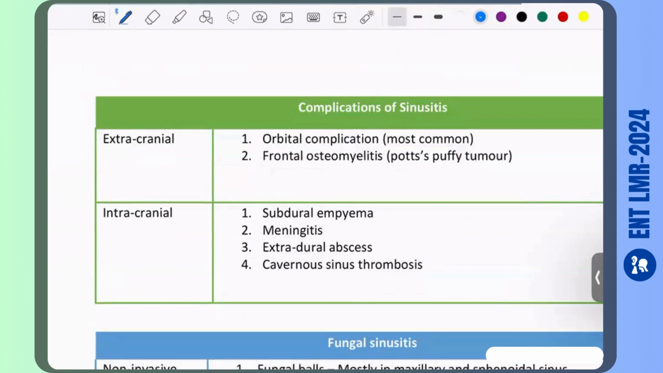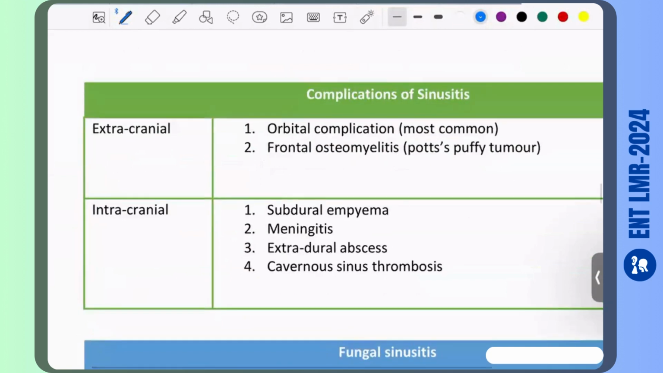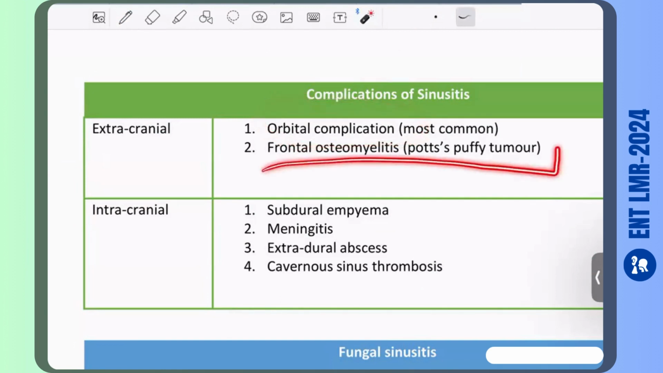So sinusitis is an inflammation of the paranasal sinuses. If the sinus inflammation is not settled with antibiotics, it can lead to a lot of complications. Extracranial complication, intracranial complication. Orbital complication is very important and most common. The orbit getting orbital cellulitis, orbital abscess like that. Okay. So orbital complication is the most common. Other complication, frontal osteomyelitis. It will be Pott's Puffy tumor.